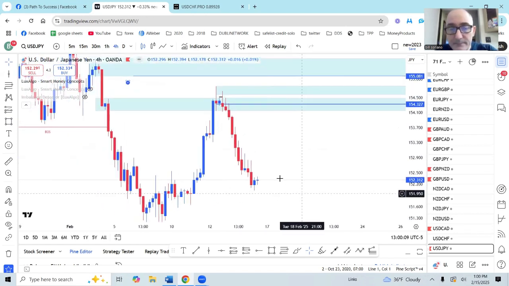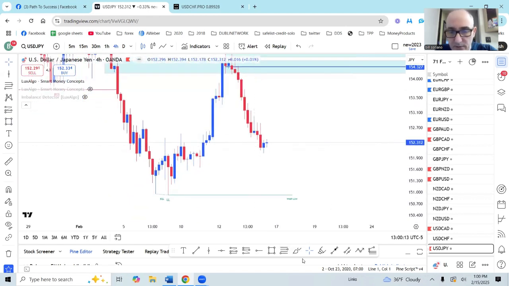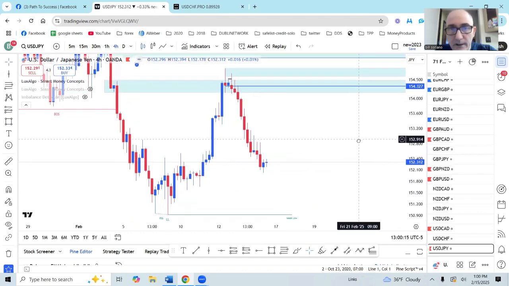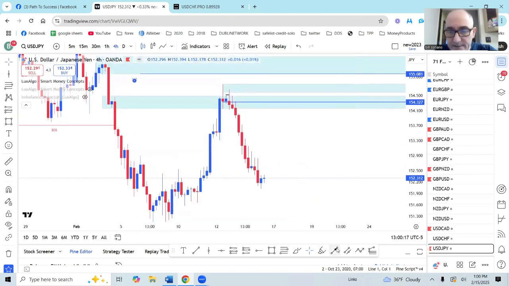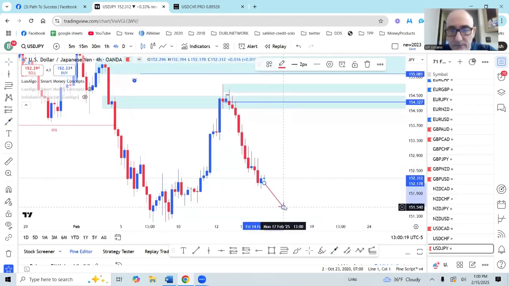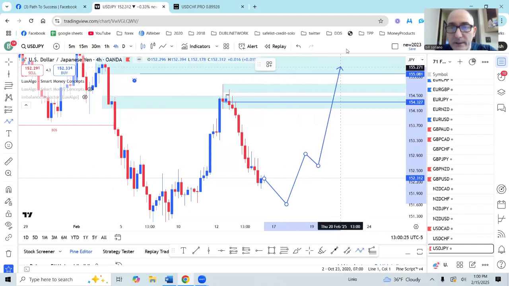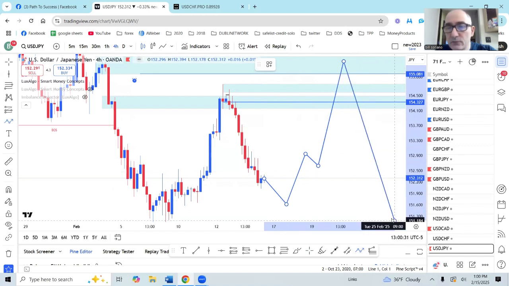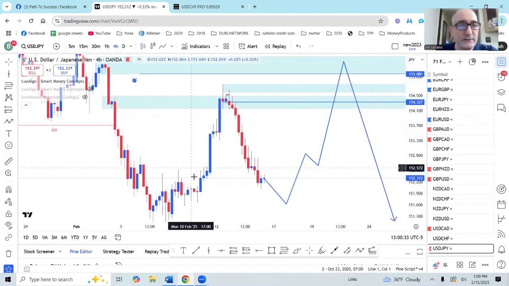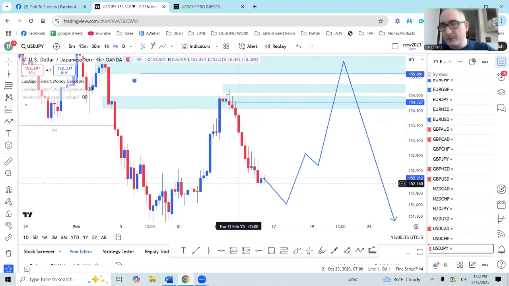The other thing that can happen is price can decide not to take out this low, right? And instead, it might move down a little bit further, and then maybe just work its way up to that supply zone before dropping down again. So those are the two ways that you can look to trade USD JPY this coming week.